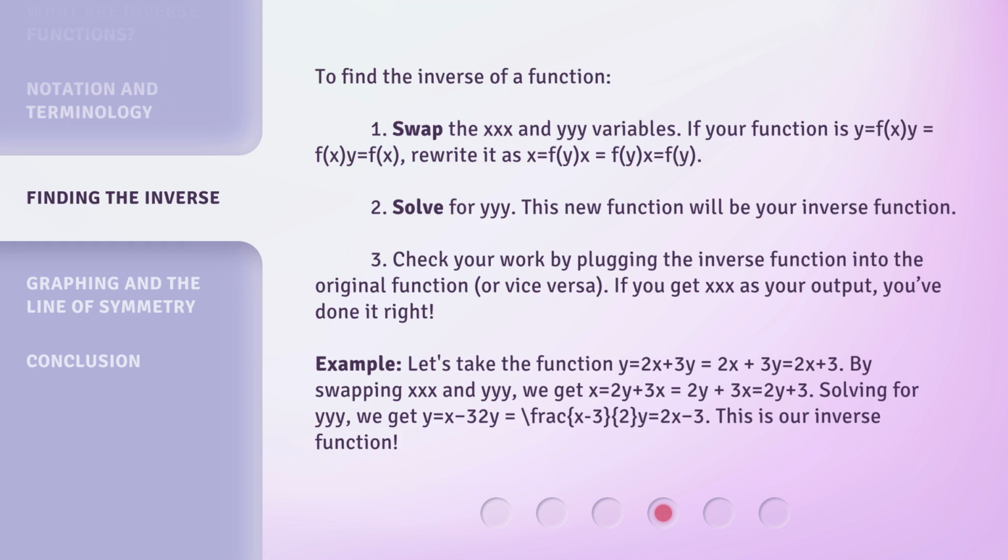Example: let's take the function y equals 2x plus 3. By swapping x and y, we get x equals 2y plus 3. Solving for y, we get y equals (x minus 3) over 2. This is our inverse function.